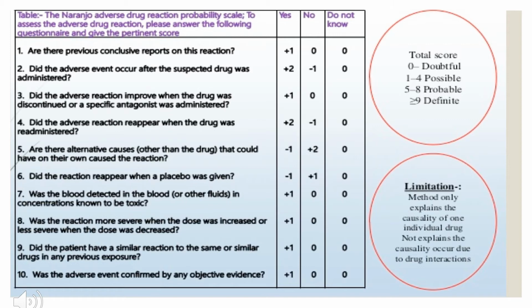The list of questions are like: previously, has any report been developed because of the use of this drug? Has any adverse drug reaction developed after suspecting this particular drug? Has the patient developed similar reactions to any other drug? Like this, there are 10 questions I have listed out. Depending upon the total score, the condition can be identified as definite, probable, possible or doubtful.